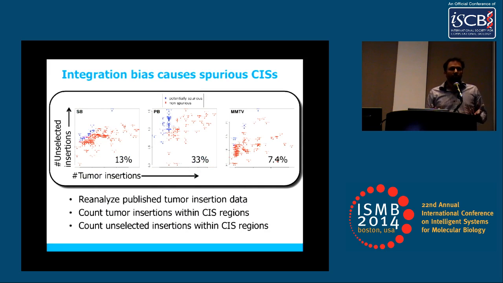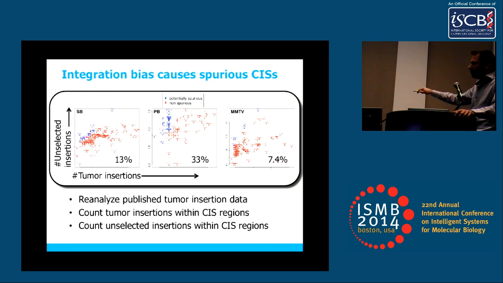Now, is this useful for detecting common insertion sites? How does that impact these results? What we did is reanalyze a large collection of previously published tumor insertion data for 3 systems: the Sleeping Beauty system, the PiggyBac system, and the mouse mammary tumor virus system. We looked at the common insertion sites, counted the number of tumor integrations and the number of unselected integrations that we observed in our screens, and compared the two with a statistical test to see if there are really more tumor insertions than you would expect based on these unselected integration sites.